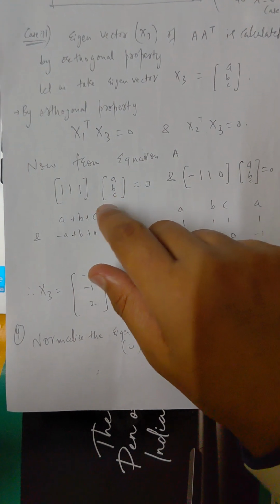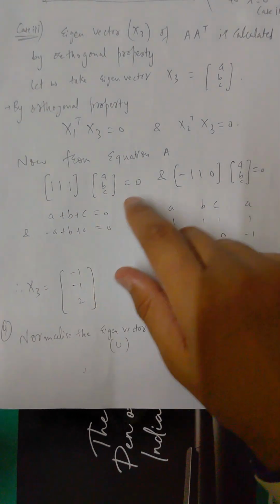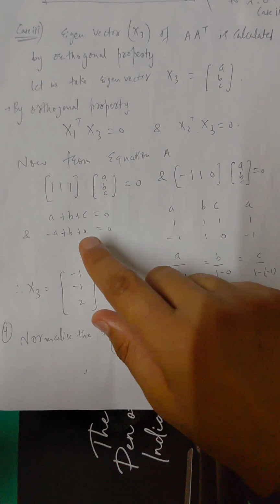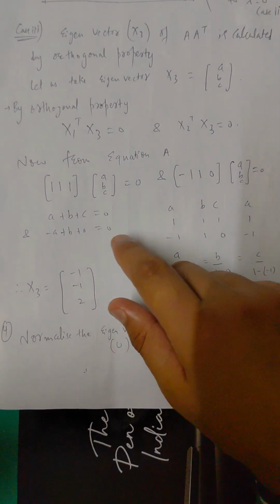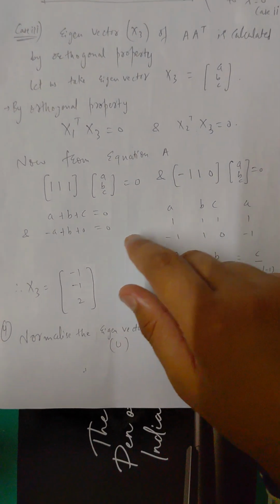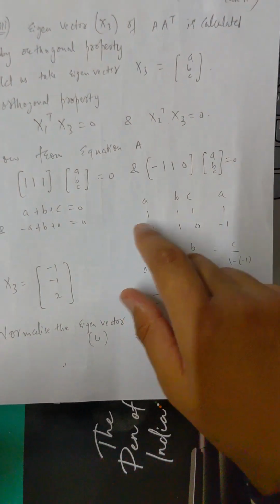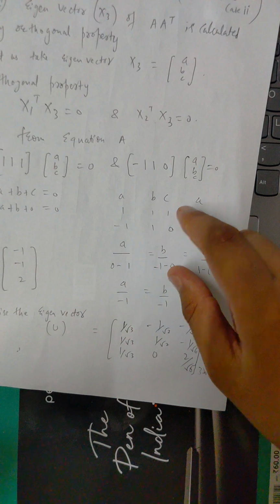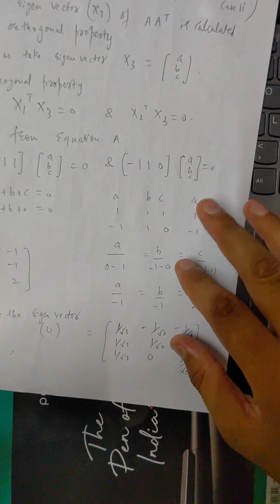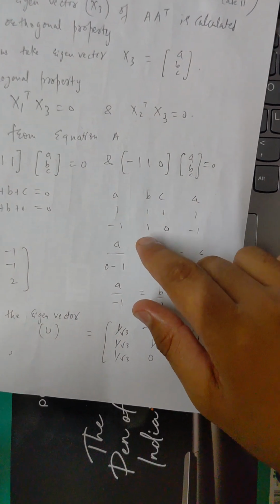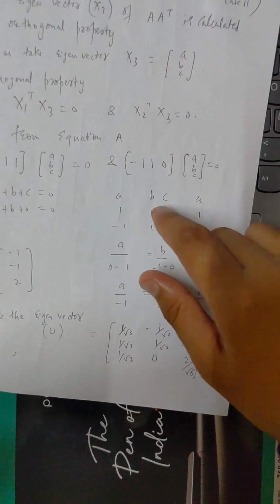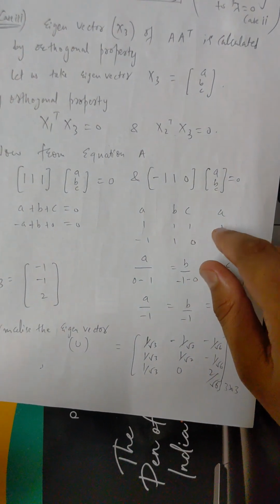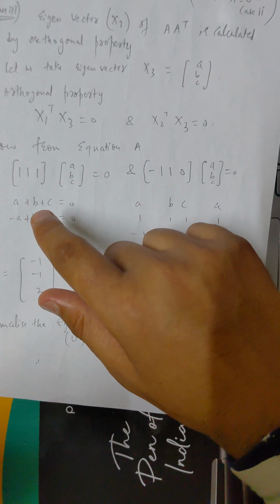When you multiply it, you will get a plus b plus c is equal to 0. And similarly here, you will take the transpose of x2 and you will get minus a plus b plus 0 is equal to 0. As I told you, when you have two different equations, this is how you can calculate the three different values. So similarly, we will take help from here. I will write a, b, c and a, and I will write 1, 1, 1, 1 of equation first.